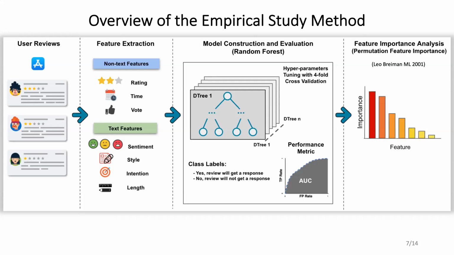The performance of the random forest algorithm is reported using area under the ROC curve, or AUC, because it is insensitive to class imbalance. We report the metric with hyperparameter tuning and cross-validation by following prior work. This step will help answer question 1. In the last step, we employ a technique called permutation feature importance to assess the importance of each individual feature and groups of features to the model from the previous step. And this will help us answer question 2.